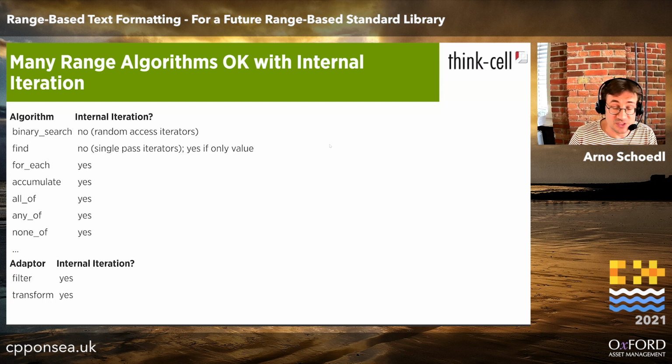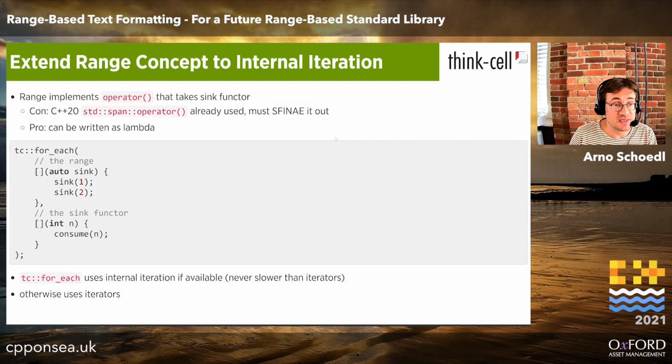Now, I talked about how ranges can do these lazy computations. They can filter things on the fly, for example, and that you can also do without problems with internal iteration. It can actually be more efficient with internal iteration. Same for transforming elements on the fly, so when you're iterating, you get a transformed version of your actual data. So it is quite attractive to say we just extend the range concept to internal iteration. Now, the ranges implement the operator parentheses, and that takes the sync functor.